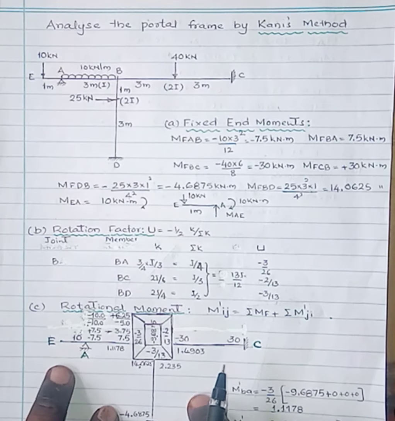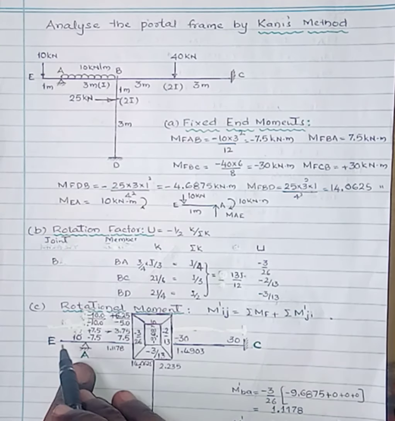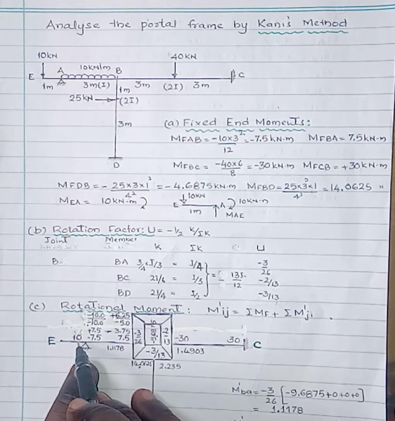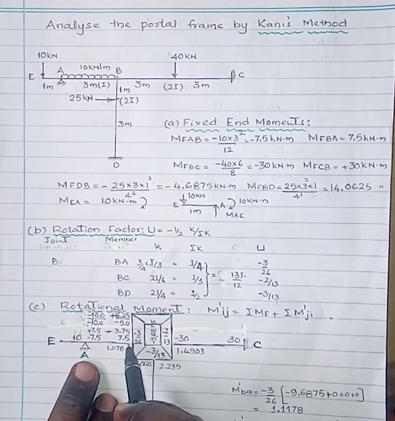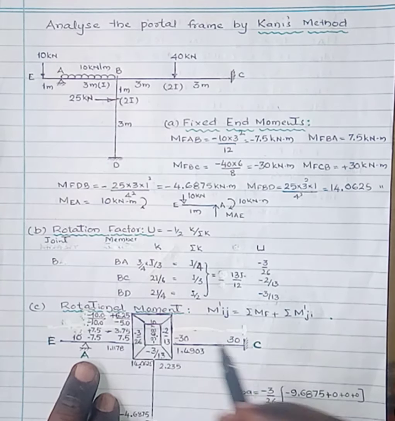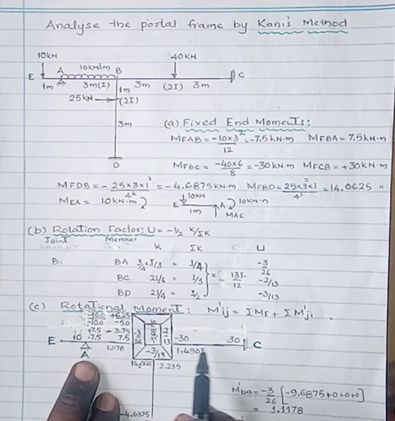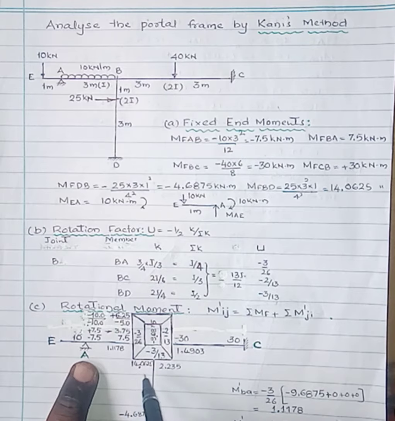Here first you have to draw this box A to E, that is the overhang. Here the resisting moment is 10 kilonewton meter, that we have to write. A to B, MFAB is minus 7.5, MFBA is plus 7.5, MFBC is minus 30, MFCB is plus 30, MFBD is 14.0625, MFDB is minus 4.6875.